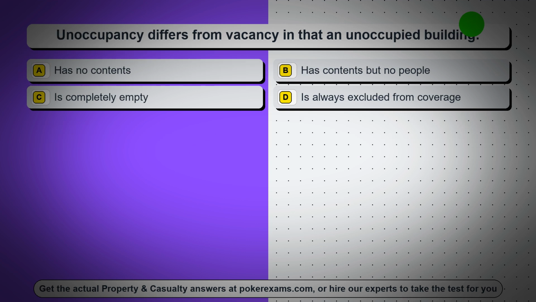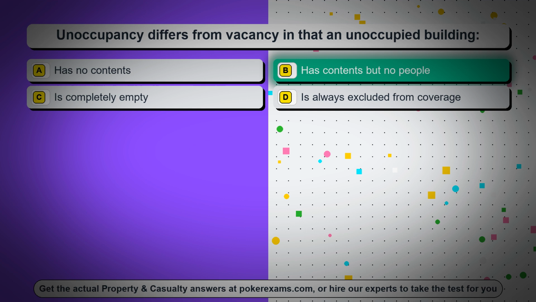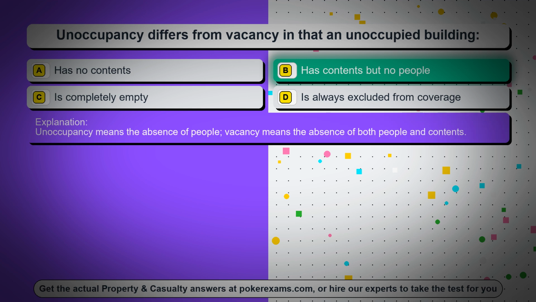Question 81. Unoccupancy differs from vacancy in that an unoccupied building, Option A, has no contents. Option B, has contents but no people. Option C, is completely empty. Option D, is always excluded from coverage. The correct answer is Option B, has contents but no people. Unoccupancy means the absence of people, vacancy means the absence of both people and contents.